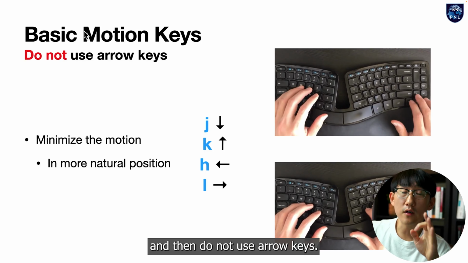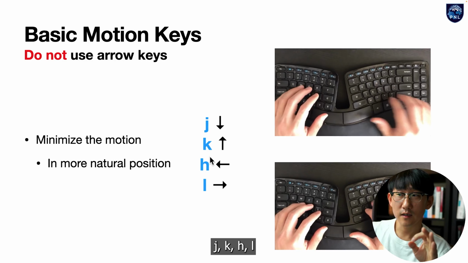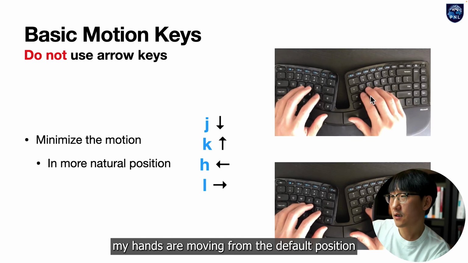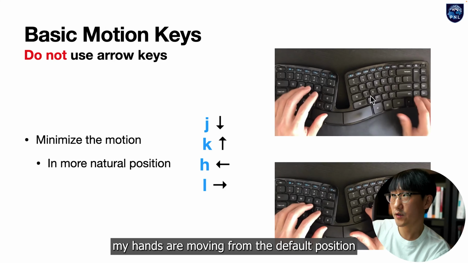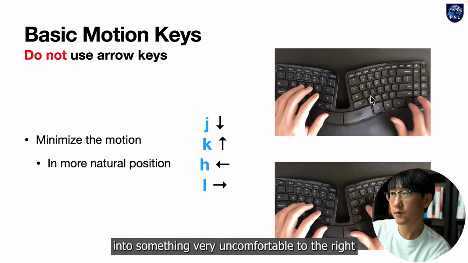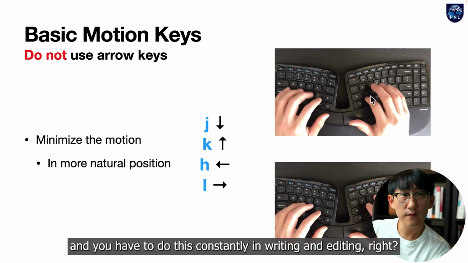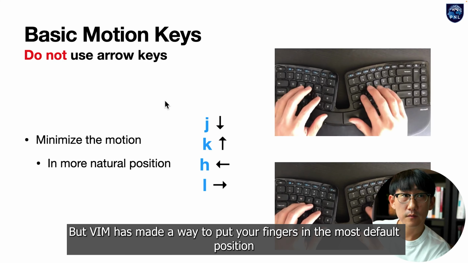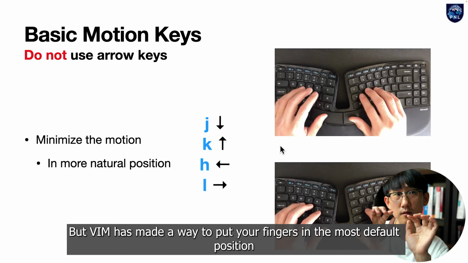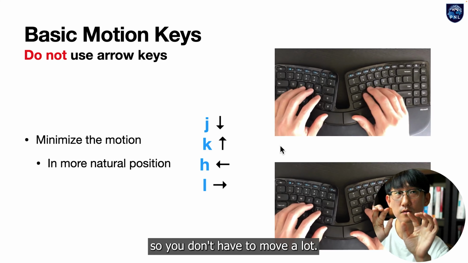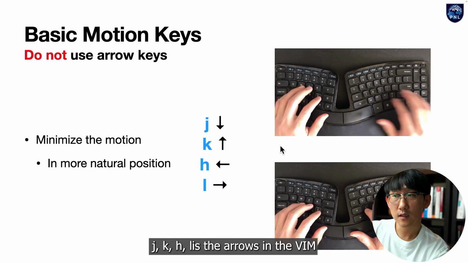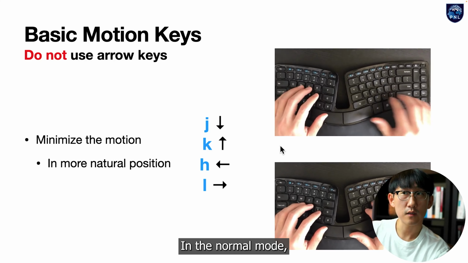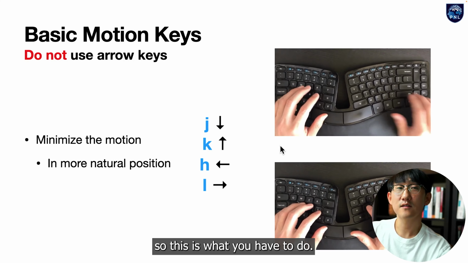And then do not use arrow keys. Use J, K, H, L. If you look at the motion here, my hands are moving from the default position to something very uncomfortable to the right, and you have to do this constantly in writing and editing, right? But Vim has made a way to put your fingers in the most default position so you don't have to move a lot. So J, K, H, L are the arrows in Vim, in the motion mode, in the normal mode. Okay? So this is what you have to do.